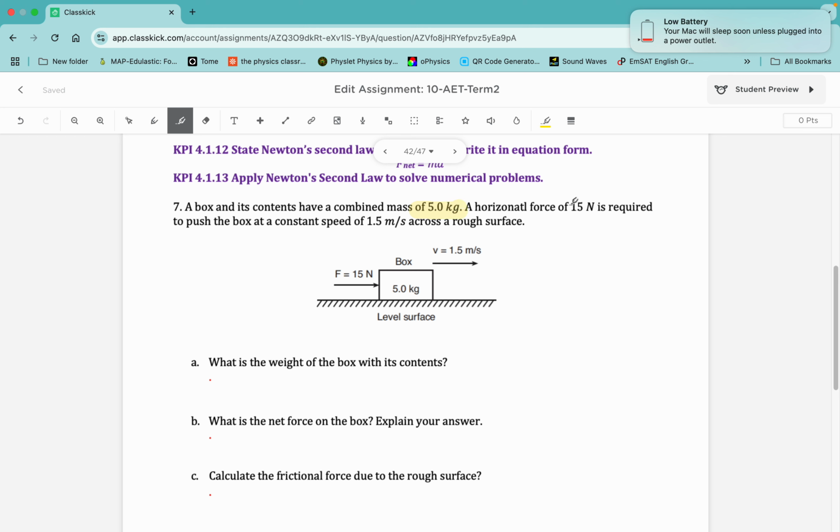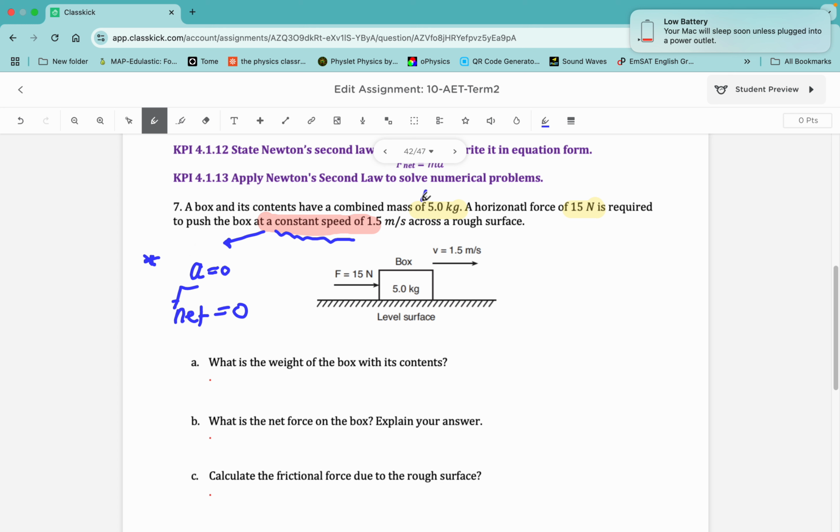A horizontal force of 15 Newton is applied to push the box at, look, this is the key word, a constant speed. Before we even think of reading the question, once you see this word, constant speed, write a note here: since the speed is constant, this means acceleration is 0. This means the net force is 0. This will save you time while solving the question.